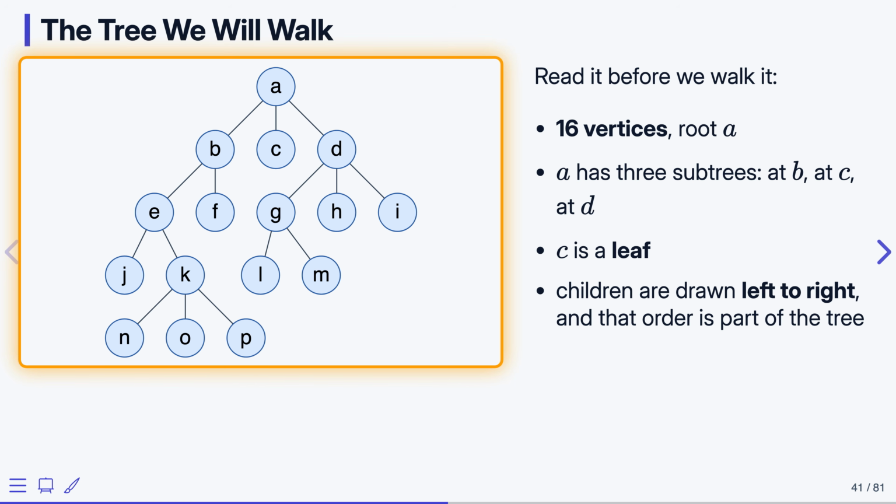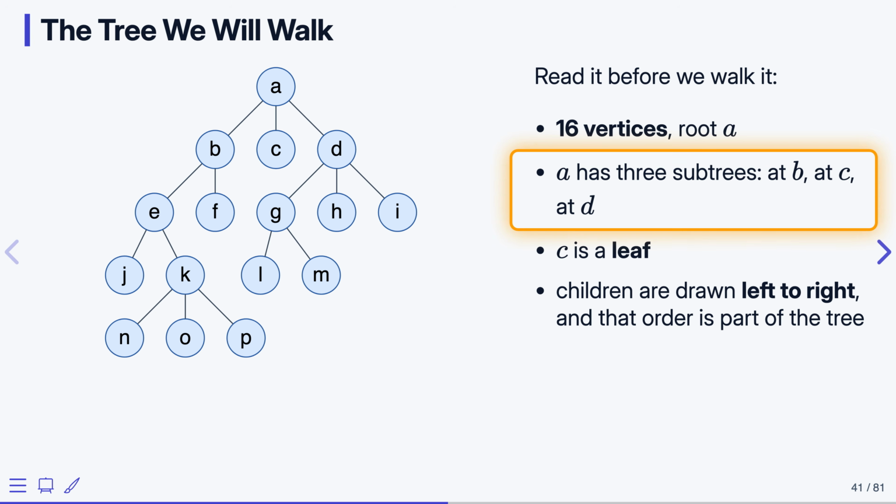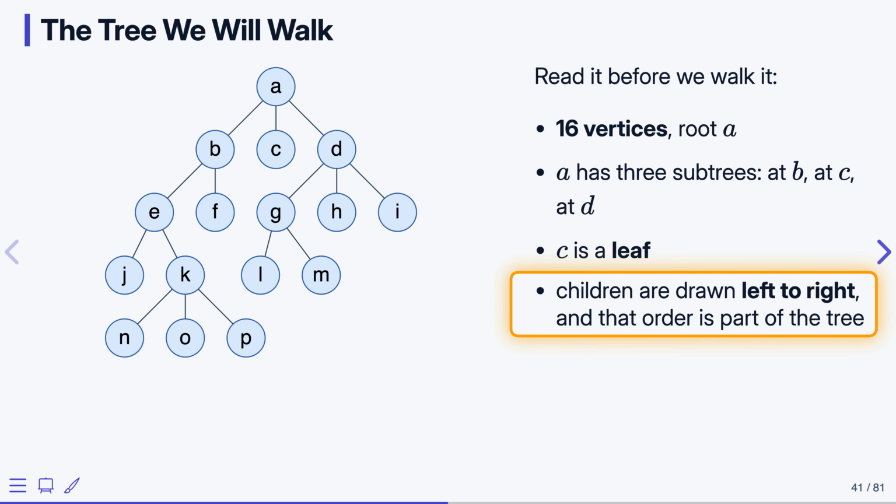This is the tree we will walk 3 times, once for each order. Read it carefully now, so the runs are easy to follow. Count the dots. There are 16, labeled A through P, and A is the root. The root has 3 children, B, C, and D, so A has 3 subtrees, one hanging under each child. Look at C, it has no children, so C is a leaf. Its whole subtree is just C itself. And remember, this is an ordered tree. The children are drawn left to right, and that order is part of the tree. Every traversal rule follows it.